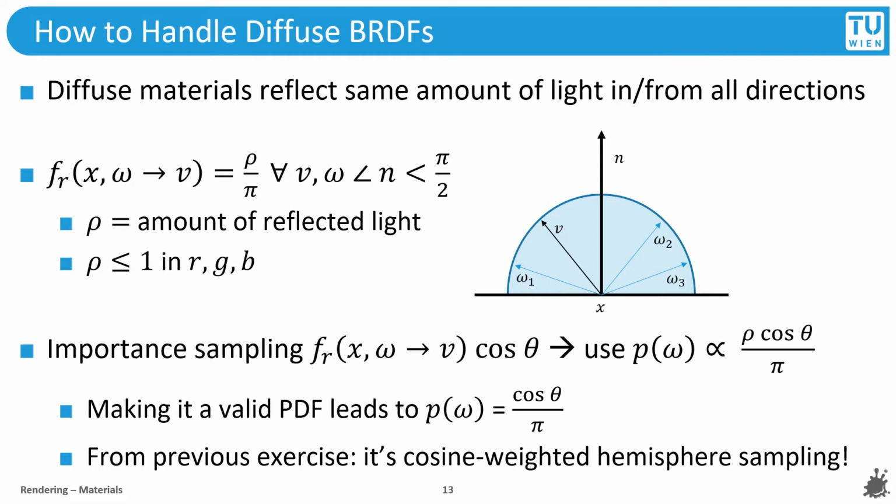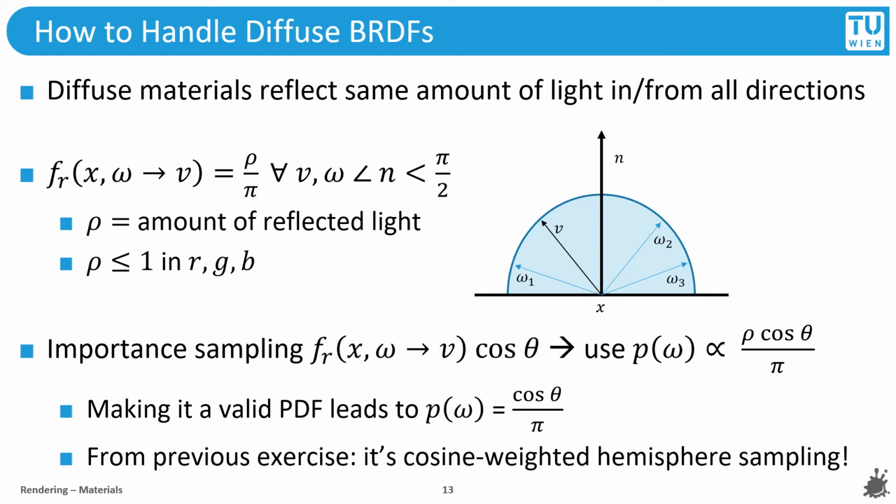Let's quickly revisit how we have implemented the diffuse material before. Consider a material with a diffuse color ρ. Color means that the RGB values of ρ tell us how much of the light in each color channel is reflected. And those values must be less than 1. Due to energy conservation and the definition of ρ, we know that the integral of the BRDF times cosine of theta over the whole hemisphere must equal ρ in each color channel.